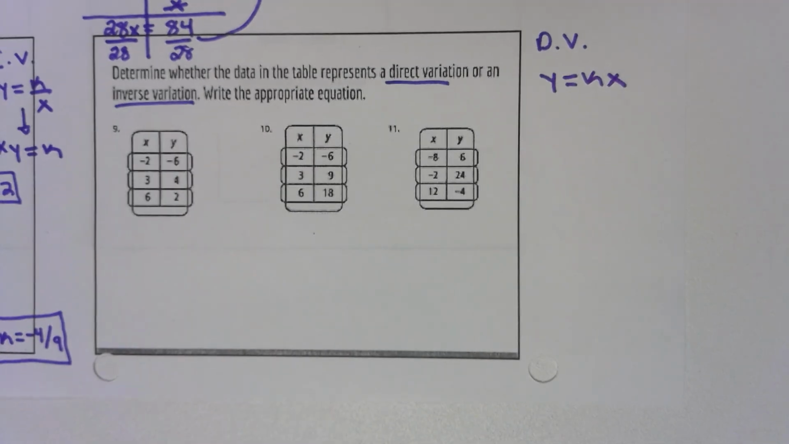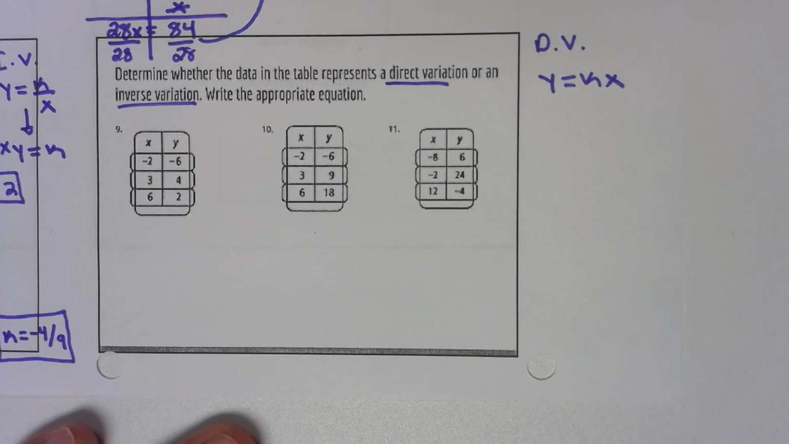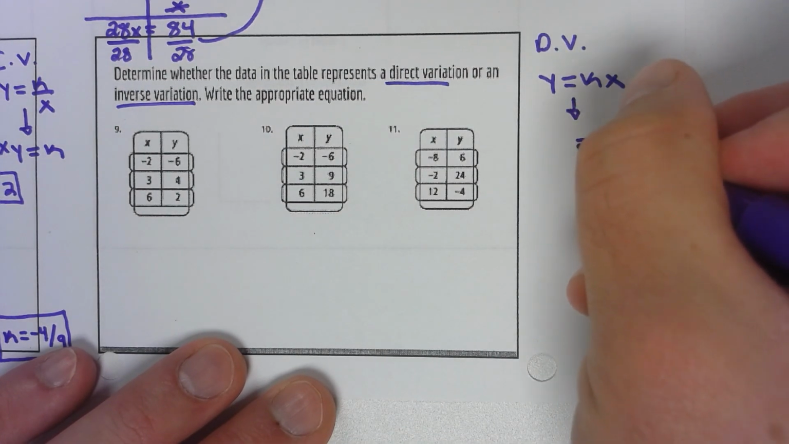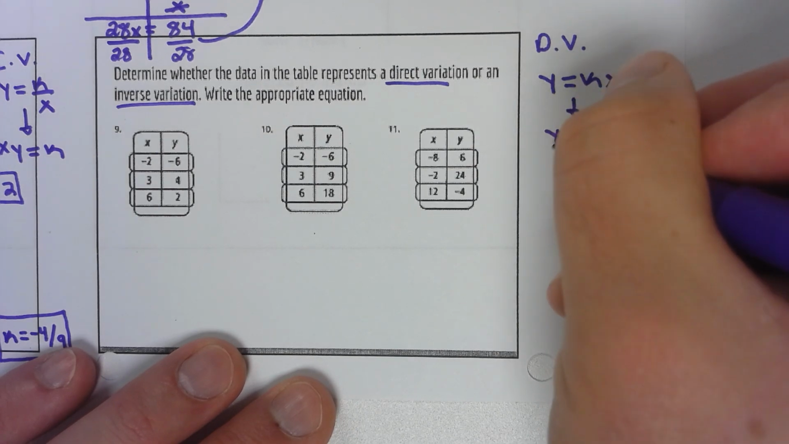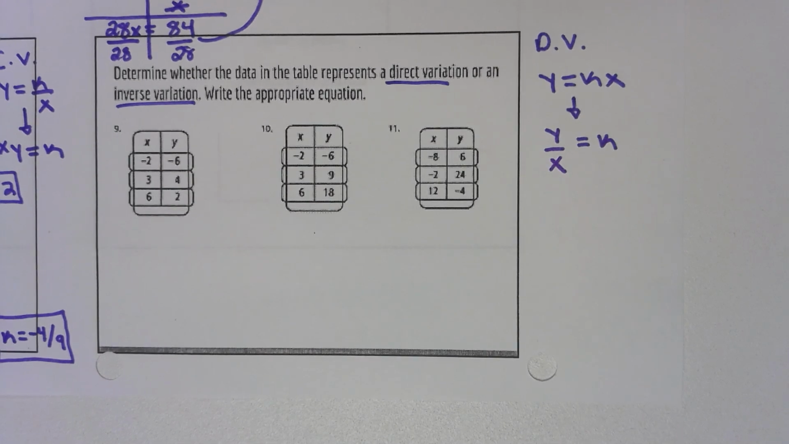And I know that if I want to decide if a table represents direct variation, it's that value of k that I need to see, and I can see that by dividing both sides by x, and thus the constant k is equal to y divided by x. So we can check that. Let's try number 9. Let's see if it represents direct variation.